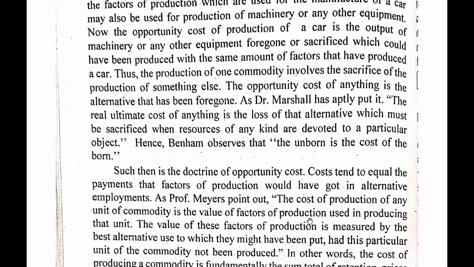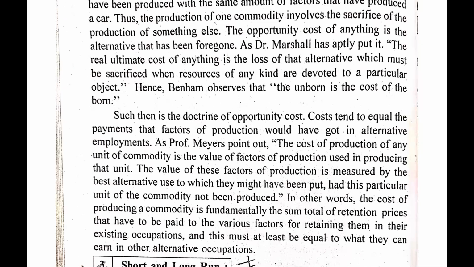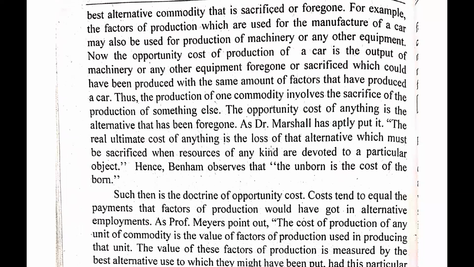Now we will move further. We will see in the next paragraph the doctrine of opportunity cost. Costs tend to equal the payment that factors of production would have got in alternative employments. As Professor Mayers points out, the cost of production of any unit of commodity is the value of factors of production used in producing that unit. The value of these factors of production is measured by the best alternative use to which they might have been put had this particular unit of commodity not been produced. So, guys, that is all about production opportunity cost.